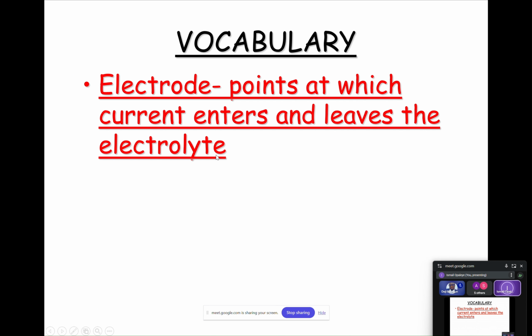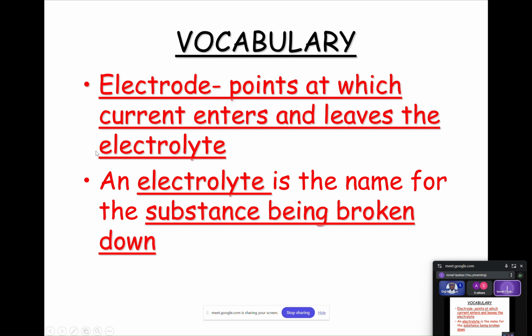So what do you mean by electrolyte? Electrolyte is actually a solution, an aqueous solution, or a molten form of a compound that is able to conduct electricity. I believe I'm going to talk about that there as well. An electrolyte is the name for the substance being broken down. Yes, it is the one that we have inside the container.